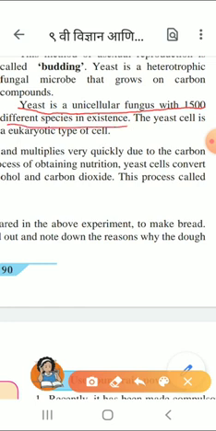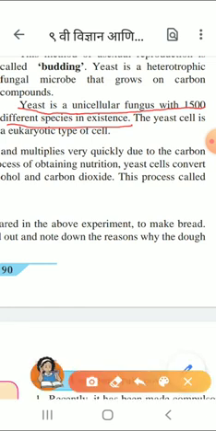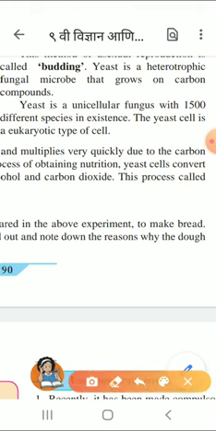1500 species are present. The yeast cell is a eukaryotic type of cell. Now children, I'll let you know what is the meaning of eukaryotic. Whenever the cell is present with the nuclear membrane and nucleus, then it is called a eukaryotic type of cell.